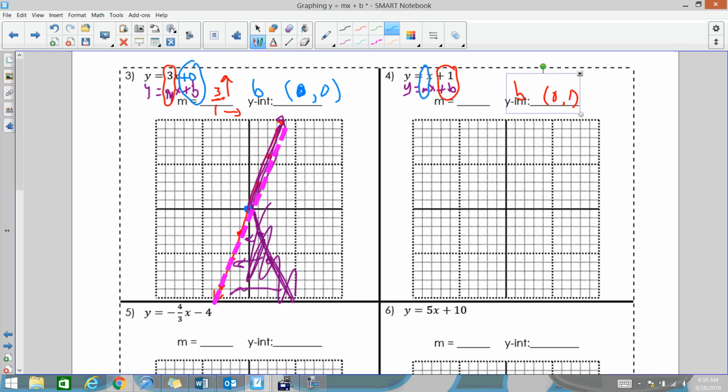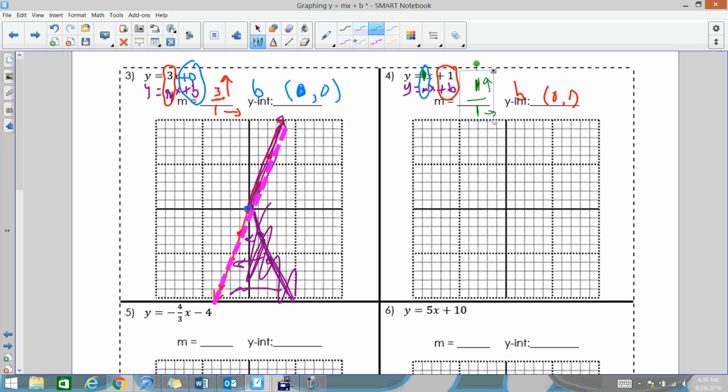Now, unlike your b, when you don't see your b, it is 0. If you don't see an m, your m is 1. It's 1 because there's an x in front of it. There's at least one x there. So your slope is going to be 1 over 1. That means you're going to rise 1 and go right 1.